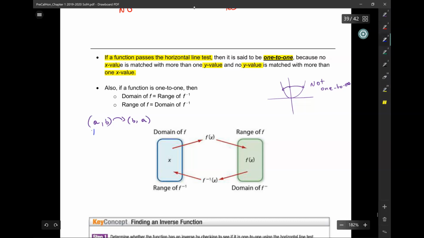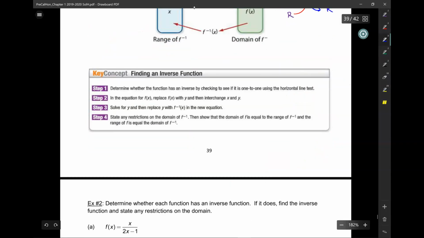then if these represented the domain and these represented the range, then what happens in the inverse is the domain of f of x becomes the range of f inverse of x. So if I have f of x, and if I have f inverse of x, and I have the domain and range, what will happen is the range will become the domain of f inverse, and the domain will become the range of f inverse. So they swap.